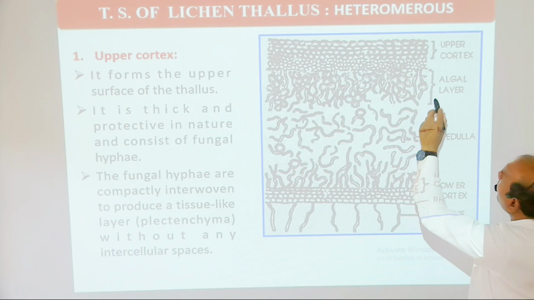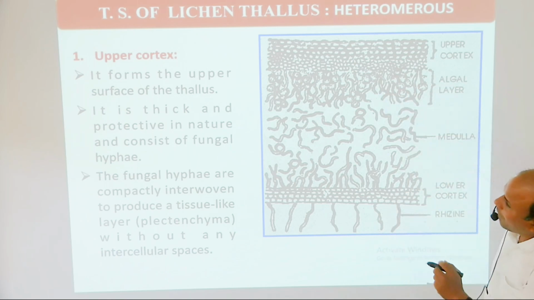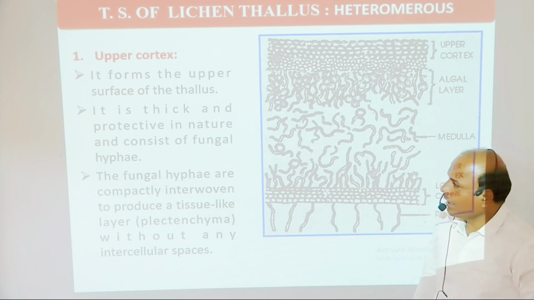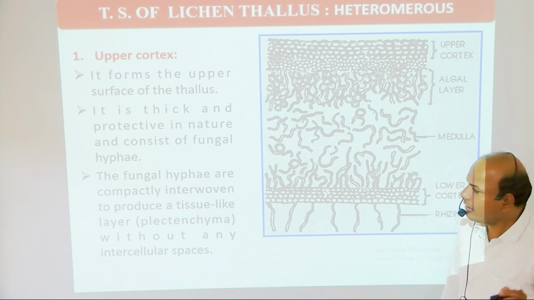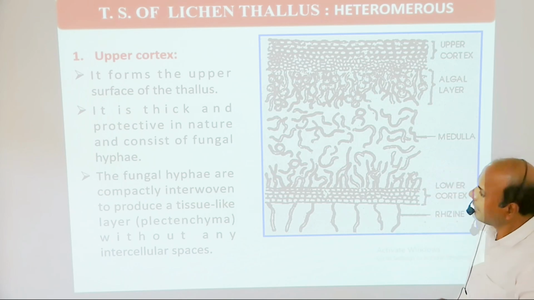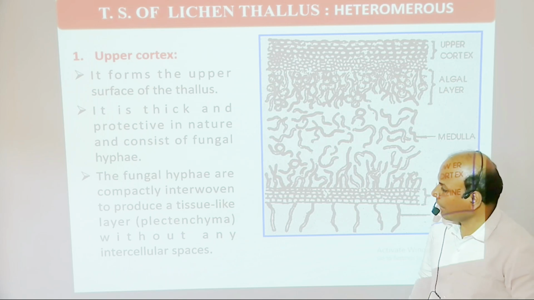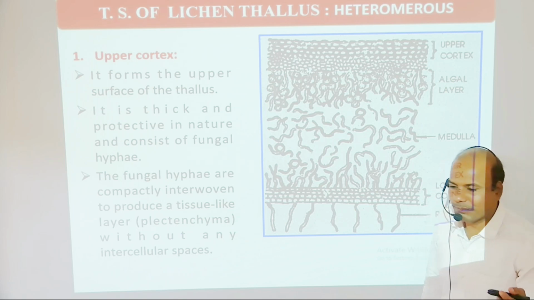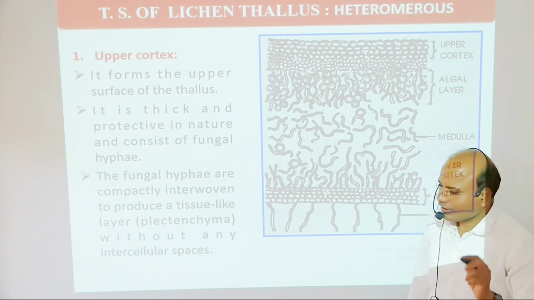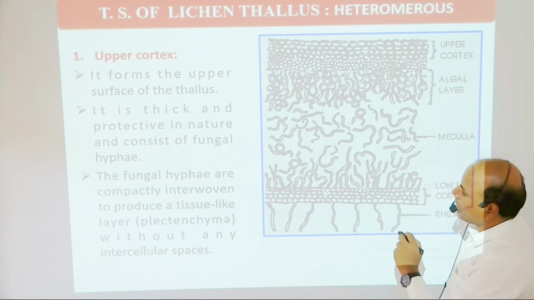Now you can see the upper layer, just like the epidermis. It forms the upper surface of the thallus. It is thick and protective in nature and consists of fungal hyphae. The fungal hyphae are compactly interwoven to produce a tissue-like layer, that is plectenchyma. Plectenchyma is the name of a simple type of tissue, but in the case of fungi there is no permanent tissue. It is a simple tissue, plectenchyma, without any intercellular spaces.